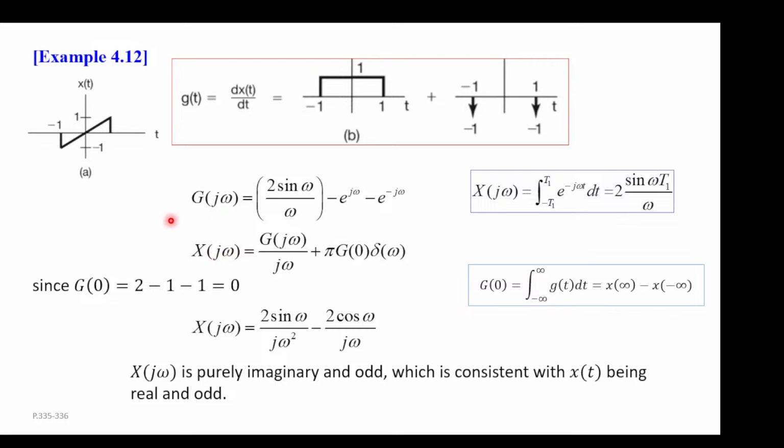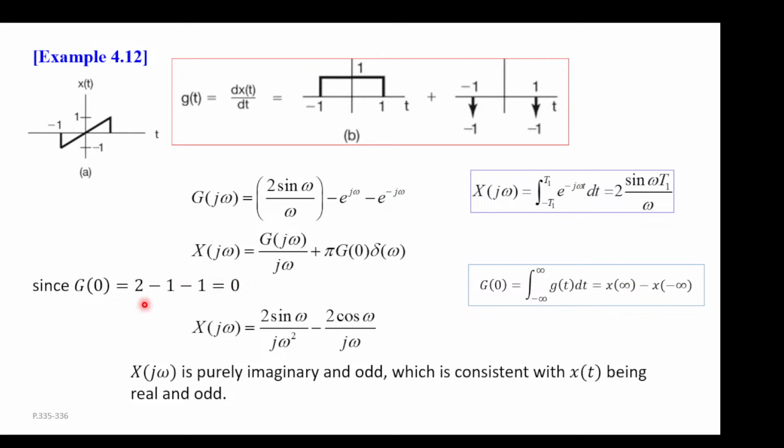And so big X of j omega, you can plug into the formula: G of j omega divided by j omega, plus pi G of 0 delta of omega. And for G of 0, there are two ways to calculate this. You can calculate G of 0 just from here, plugging in 0, and you need to know the sinc function at 0 equals 1. So sine omega over omega at omega equals 0 is 1. So this is 2 here, and then at omega equals 0 the other two are 1 and 1. So 2 minus 1 minus 1 is 0.